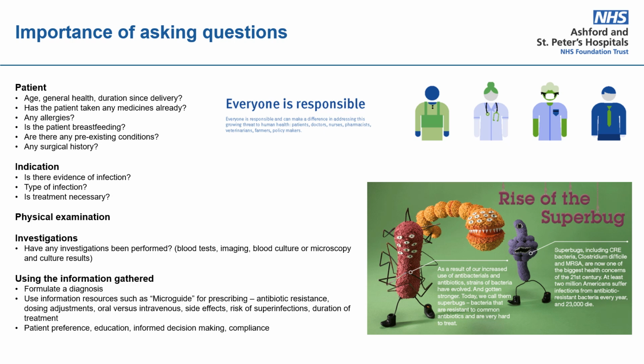Always perform a physical examination, as this will give you important clues as to the nature of the infection. Review recent investigations. Have there been any investigations? What are the results of the blood tests, imaging, blood cultures, or microscopy and culture results? After you've gathered all the information, you should try to formulate a diagnosis, and then use information resources such as Microguide to help prescribe antibiotics, taking account of resistance, dosing adjustments, oral versus intravenous, side effects, risk of superinfections, and duration of treatment.